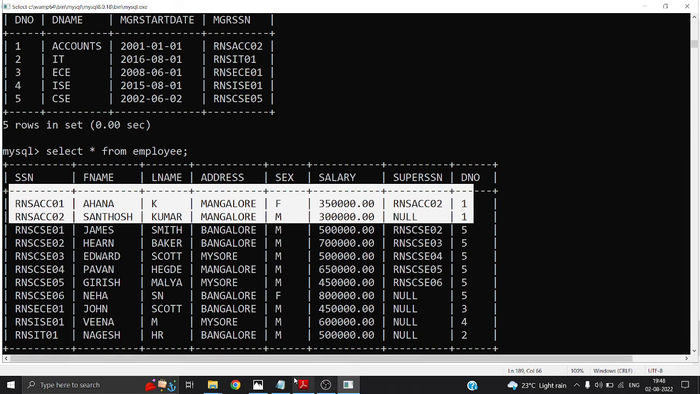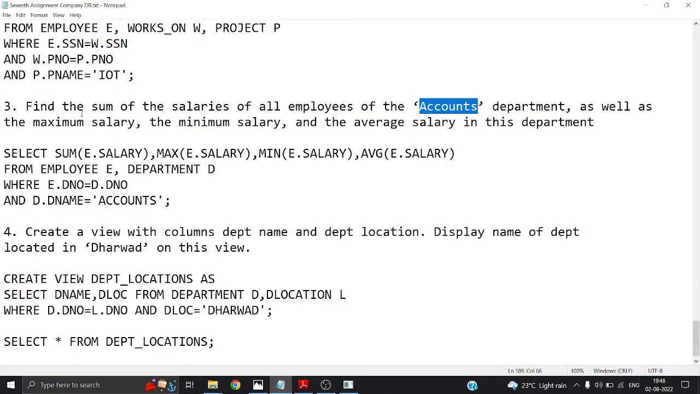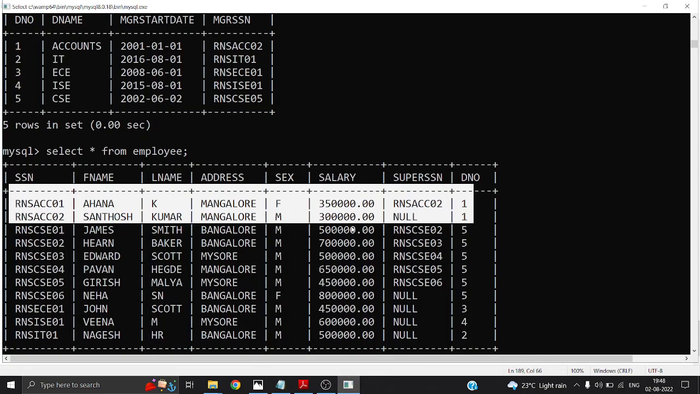Okay, so now what is the question? Find the sum of the salaries of all employees of the accounts department. That means sum of the salaries. That means we need to combine these two, 3.5 lakh and 3 lakh. By combining these two, obviously 6.5 lakh. That is the sum of the salary.